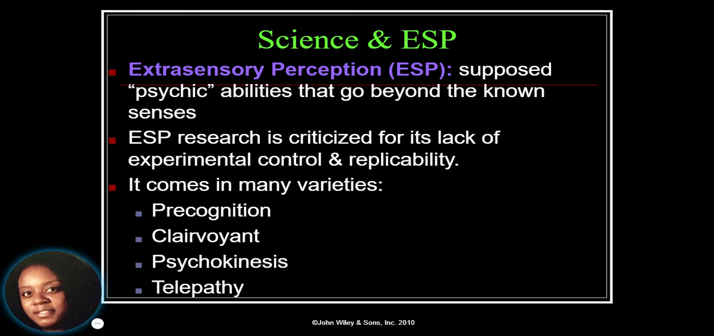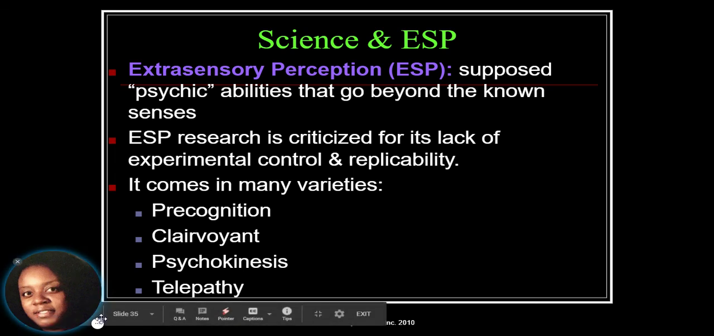Extrasensory perception is a type of psychic ability that goes beyond the senses. Research for ESP, or extrasensory perception, is often criticized because it lacks control and repeatability. There are different types of ESP. It's one of those things that could be considered a pseudoscience. It's not really grounded in psychological fact.